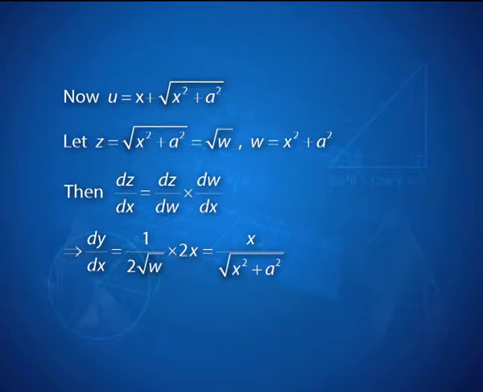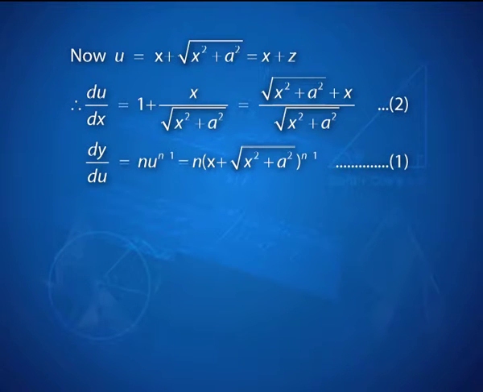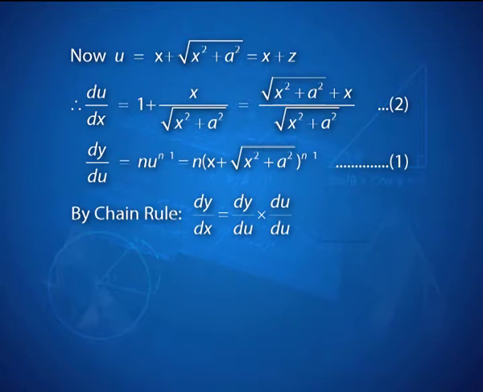Put back the value of w and you have the derivative of z with respect to x. So, our u, which was nothing but x plus z, has the derivative ready as 1 plus x by root x square plus a square, which may be rewritten again. But that is not the end of the problem, we go back to finding what dy by dx was. So, I already have dy by du and now I have du by dx. Using the chain rule, I have dy by dx written as the product of these two expressions.